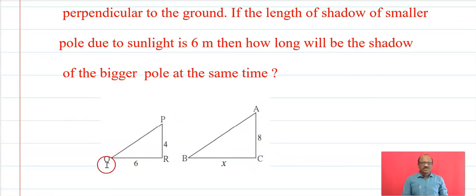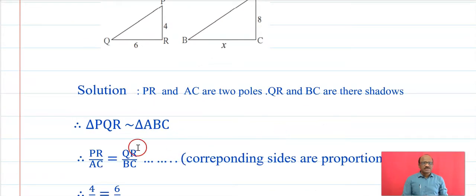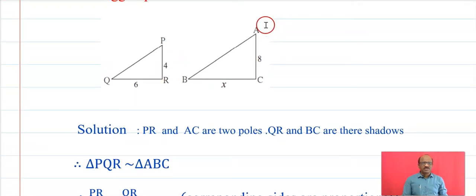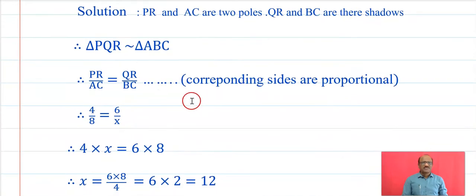Now, as PQ and AB are parallel, these two lines are perpendicular to the ground and so they are parallel. These are the transversals. Angle P and angle A are the corresponding angles, and one more, angle C and angle R are each 90. Therefore, these two triangles are similar by the angle test. That is, triangle PQR is similar to triangle ABC. As these two triangles are similar, their corresponding sides are in proportion.